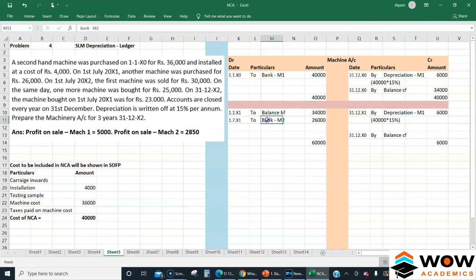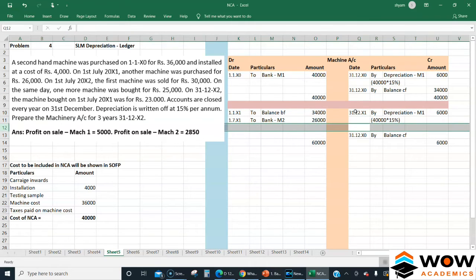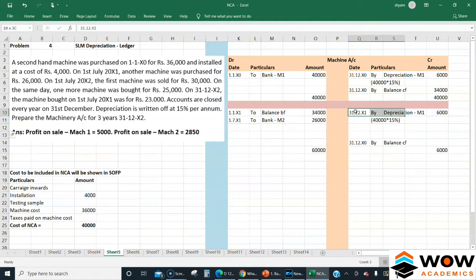Machine 2 has to be provided depreciation again. So we'll copy this and push it down by one line. Now the depreciation is for which machine? For machine 2. And what's the amount? Amount is 26,000 and depreciation is 15%. How many months? It's from July. So July, August, September, October, November, December. It's 6 months. So it is 6/12.